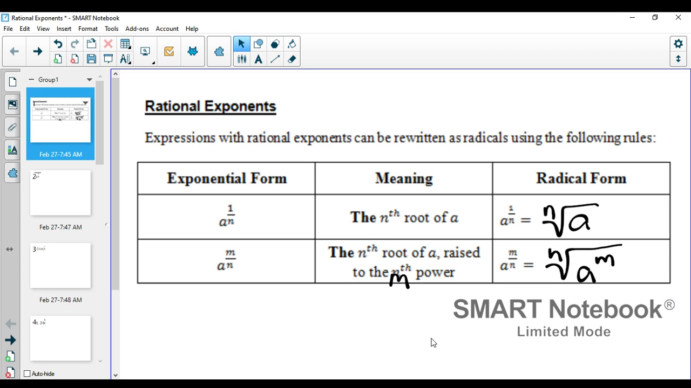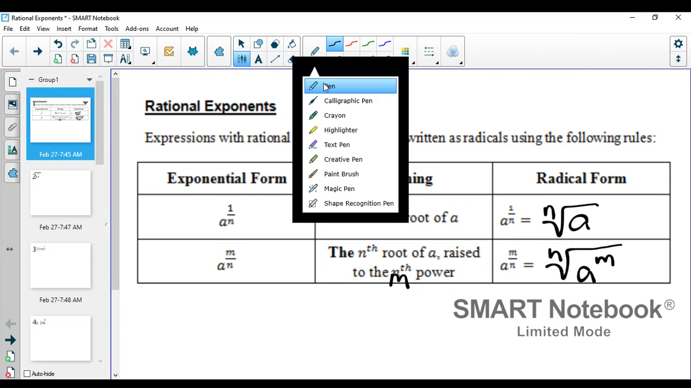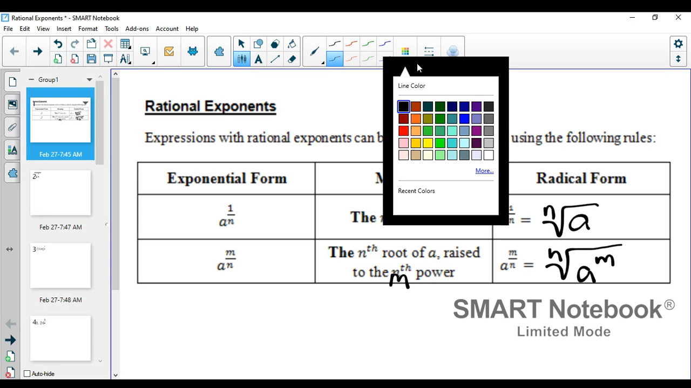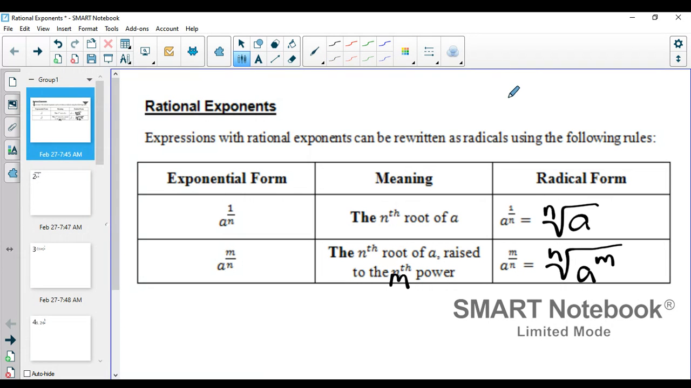All right, so our next section is rational exponents and how they relate to radicals and what they all mean. A rational exponent is an expression with rational exponents, meaning that the exponent is a fraction. And each part of the fraction means something different depending on where a number is located, in either the numerator or the denominator. So we have two rules to rewrite them.